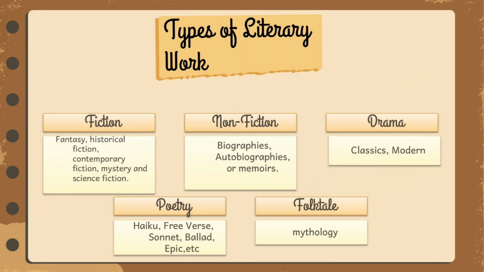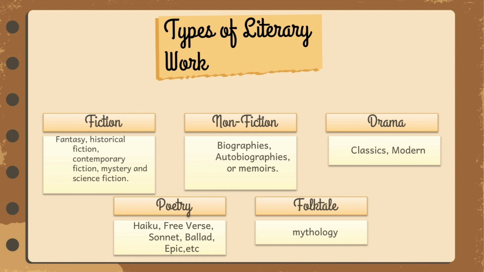Next is types of literary works. There are several types of literary works such as fiction, non-fiction, drama, poetry, and folktale. In fiction, for example, Dan Brown, it's a novel book. And also contemporary fiction, mystery fiction such as the Sherlock Holmes novels, and science fiction such as Star Wars, the famous one. Non-fiction such as biographies, autobiographies, and memoirs.